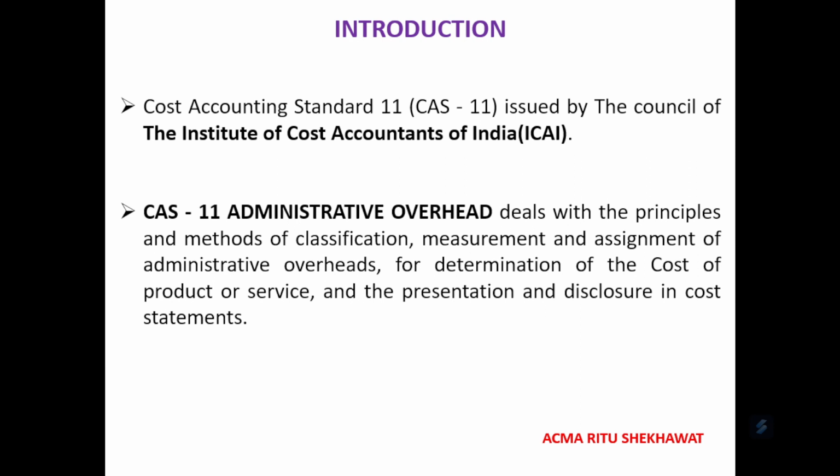Administrative overheads shall be the aggregate cost of resources consumed in activities relating to general management and administration of an organization. Whatever the activities, they should be in relation to general management and administration of an organization. Administrative overhead can be divided into two categories. One is related to production and the second one is related to general admin expenses.